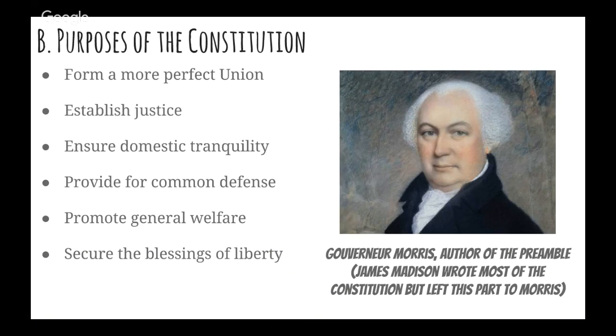So again, let's go back to the purpose of the Constitution, and that's found in the preamble, the introduction. Some big important ideas here are that we need to form a more perfect union. We need to always be continually improving our U.S. Constitution. We have to establish justice, or that fair treatment of our citizens. Ensure domestic tranquility. There needs to be peace among our citizens, preventing riots, that sort of thing.